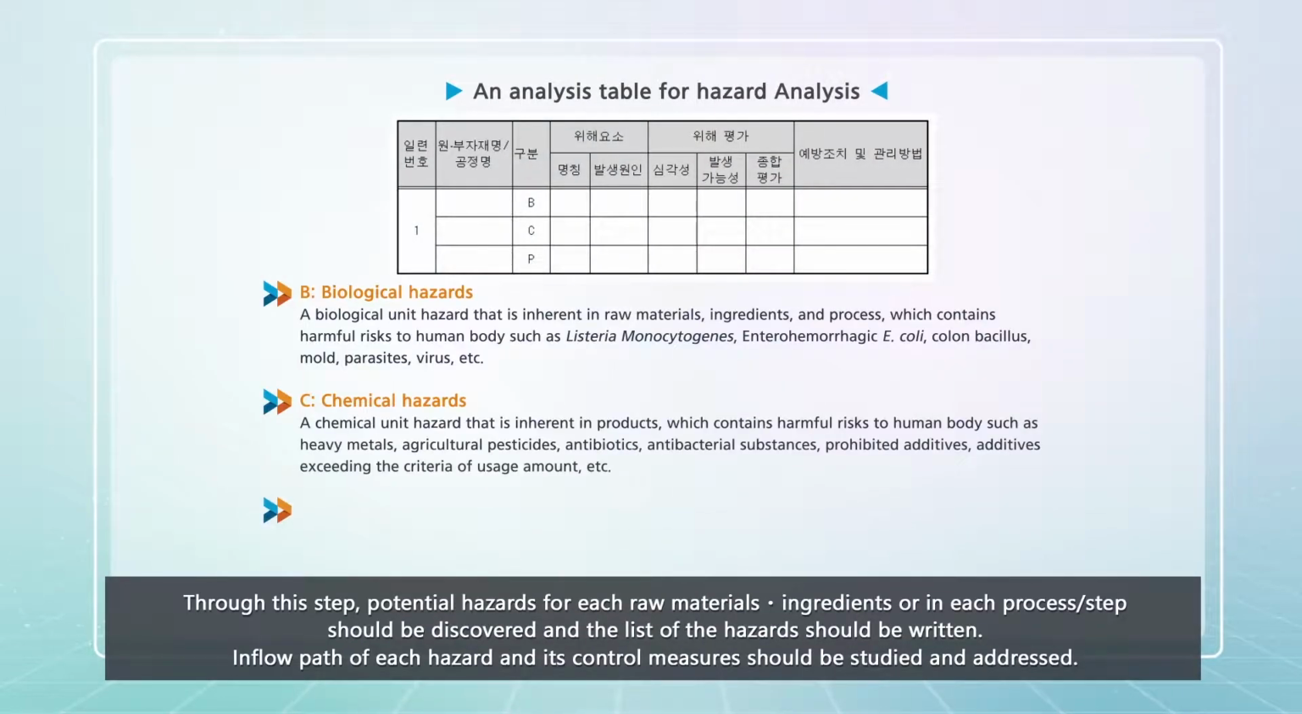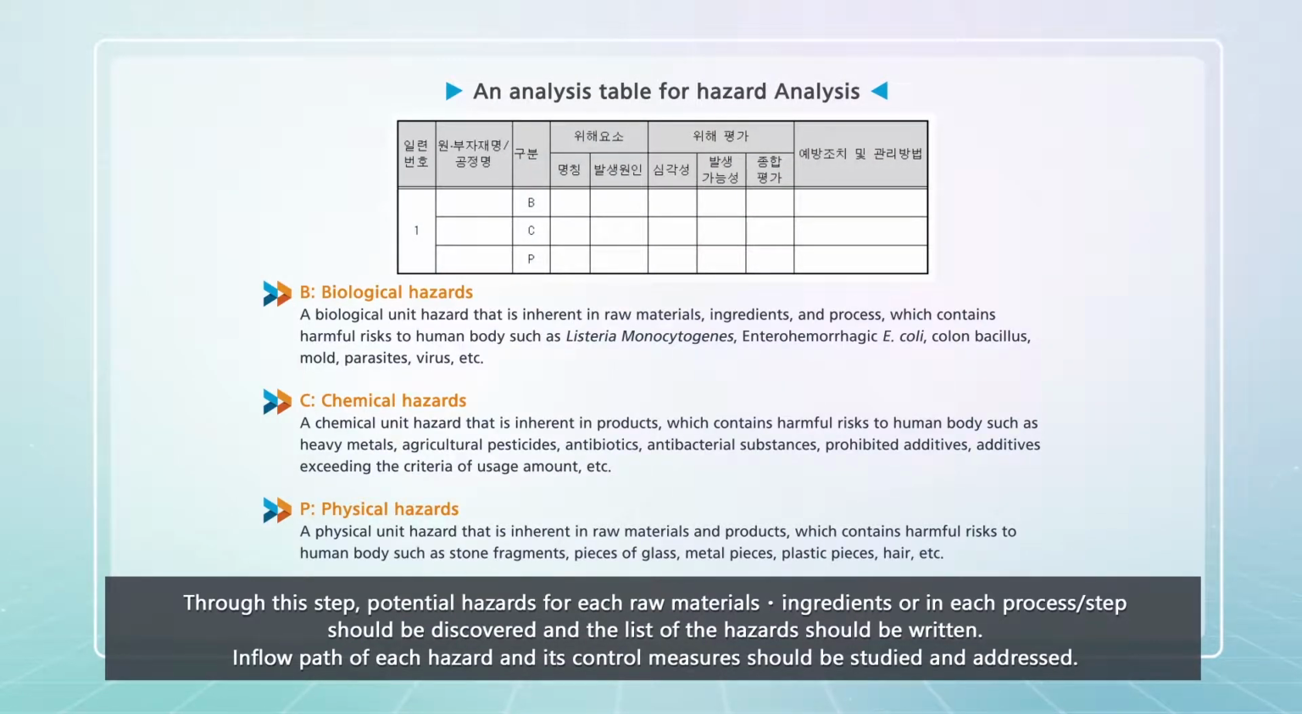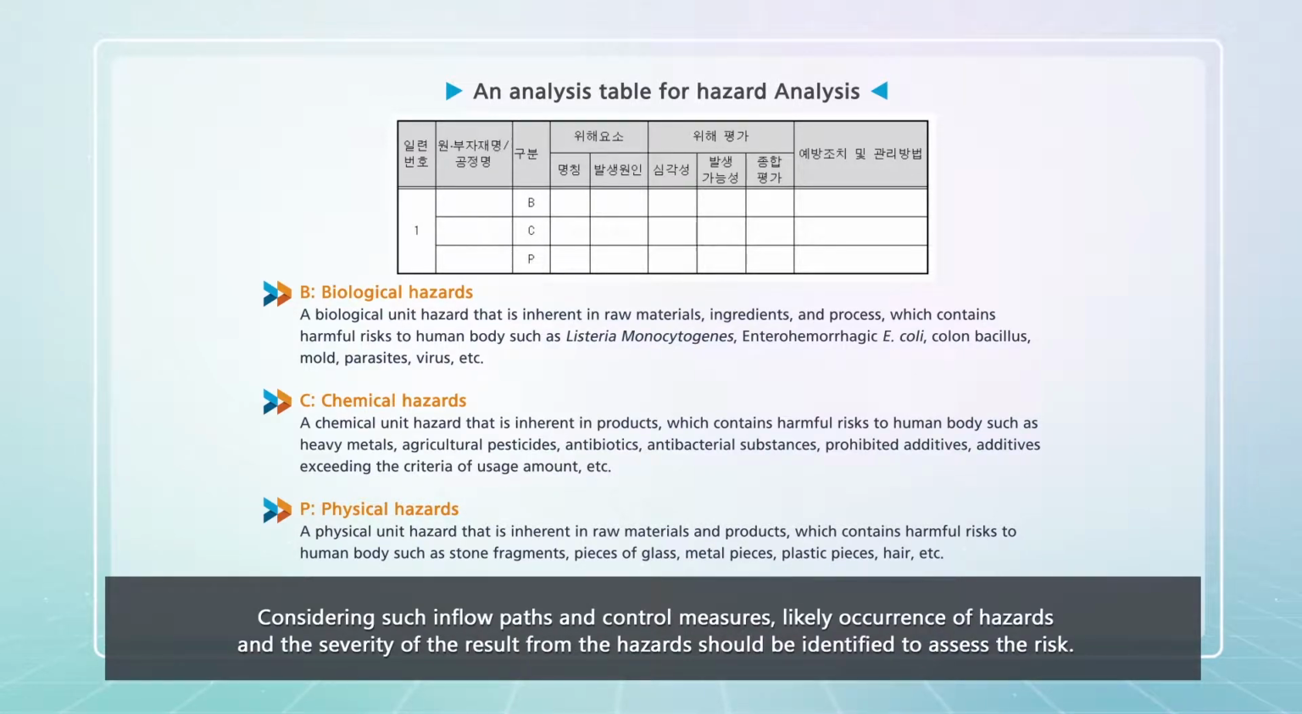Through this step, potential hazards for each raw material, ingredient, or process step should be discovered, and the list of the hazards should be written. The inflow path of each hazard and its control measures should be studied and addressed. Considering such inflow paths and control measures, the likely occurrence of hazards and the severity of the result from the hazards should be identified to assess the risk.